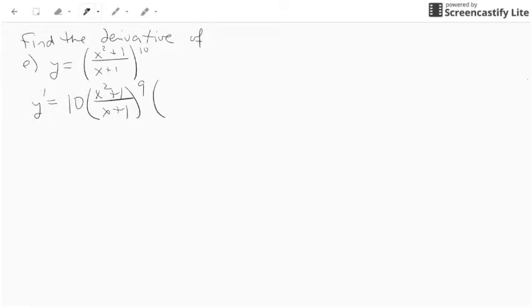Now we're going to multiply by its derivative. So we took the derivative of the piece outside the parentheses without changing what's inside. Now we're going to multiply by the derivative of what's inside. And in this particular case, this is going to require the quotient rule. So the derivative of the numerator will be 2x multiplied by the denominator, minus the numerator, x squared plus 1, multiplied by the derivative of the denominator, which in this case is just 1. And that's going to be all over the denominator squared.